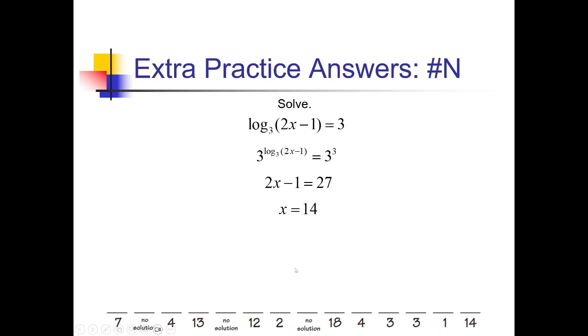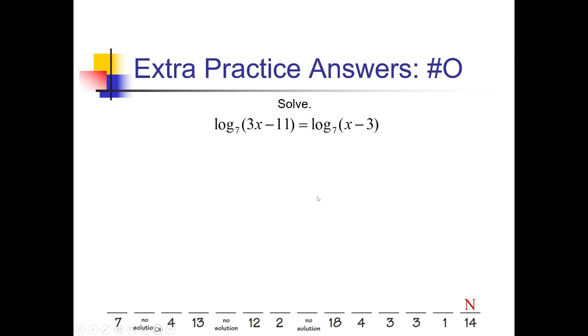Now I did get a solution of 14. Plugging that back in here, that's not going to give me 0 or a negative inside a logarithm, so it's a good answer. That means that I'm going to be putting an n next to 14, and I see one of those right here. One other thing we need to be careful about is there are multiple of some of these numbers down below, so we may end up using an answer more than once.